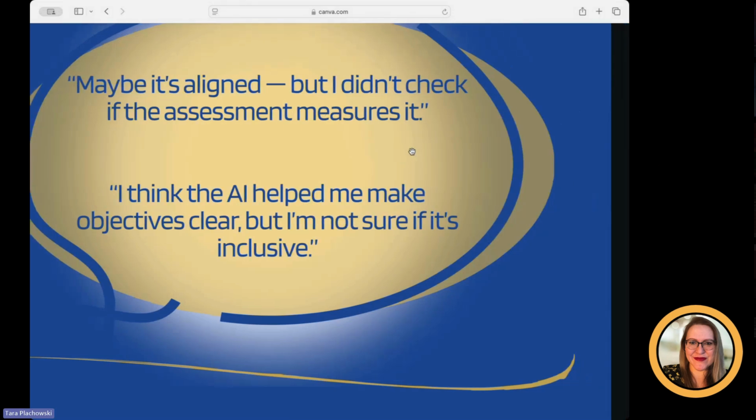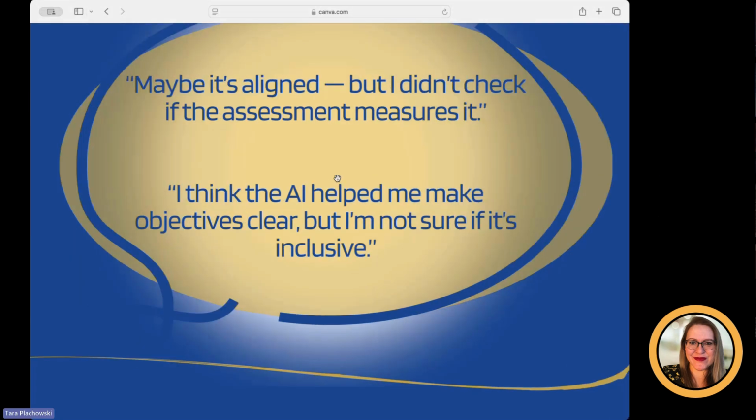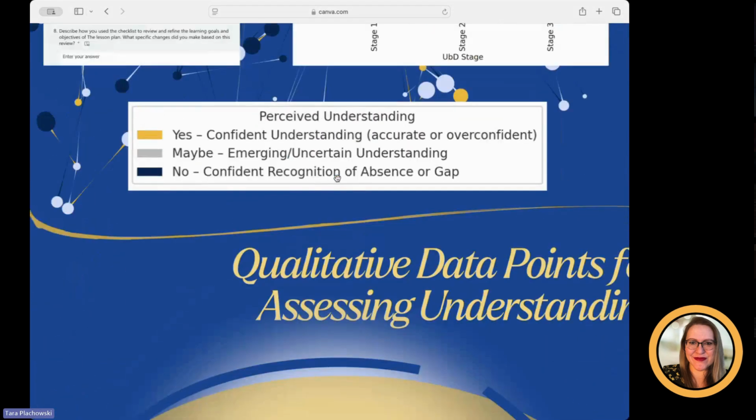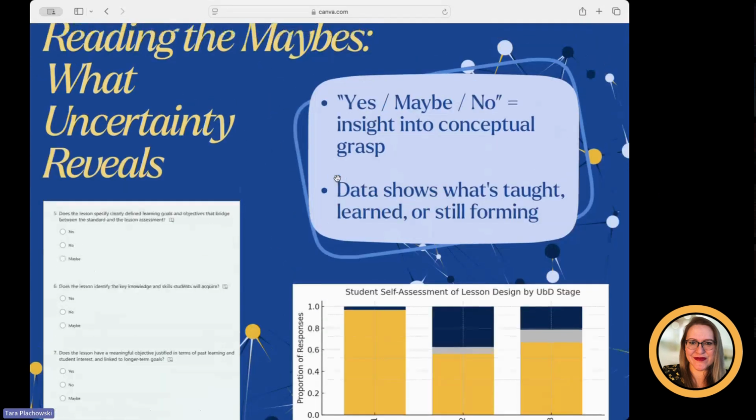And then another one, I think AI helped me make objectives clear, but I'm not sure if it's inclusive. So this is like a more nuanced thing, so that it helped me with clarity, but I'm still not confident that this is the right way I'm supposed to be doing this and how I make objectives inclusive for multiple kinds of learners. And so you can see the benefits sort of there across the 2 different kinds of data points that I used with this assessment.